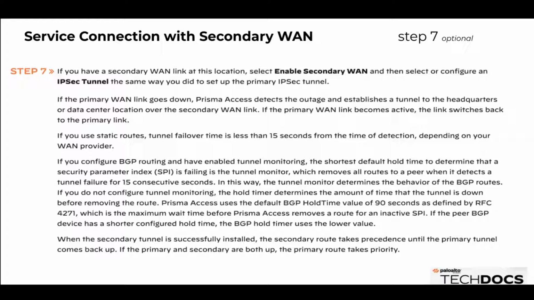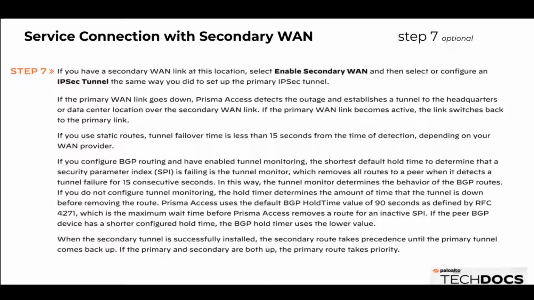So if you have a secondary WAN link, enable the secondary WAN and then configure the IPsec tunnel. If the primary WAN link goes down, Prisma Access detects the outage and establishes a tunnel to your HQ or data center over the secondary WAN. And if after some time the primary link comes back, it will switch to the primary again.